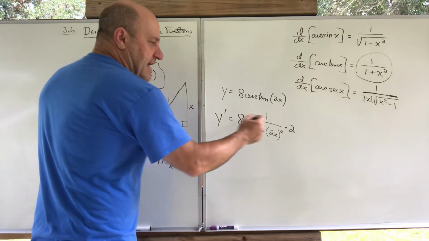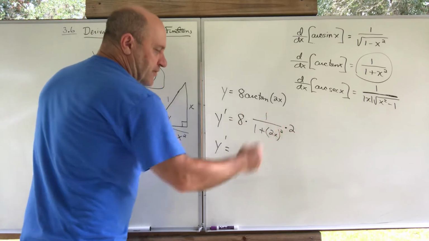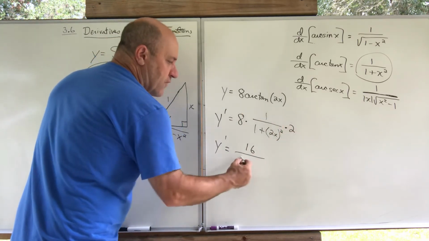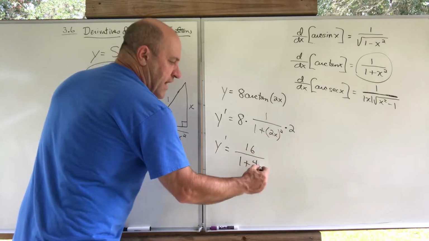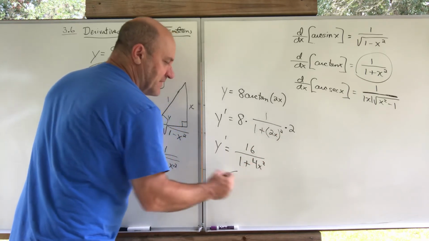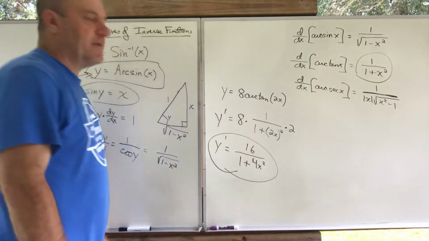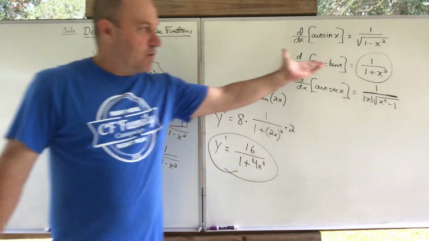I would take the 8 and the 2 and multiply them together up in the numerator, call that 16 over 1 plus, and I would go ahead and square that quantity, and that would be a 4x squared. That's awesome. That's the derivative of this function, using our new arctangent rule here.